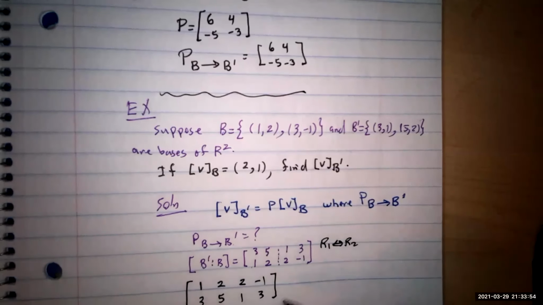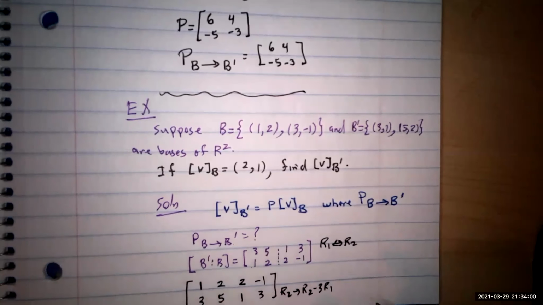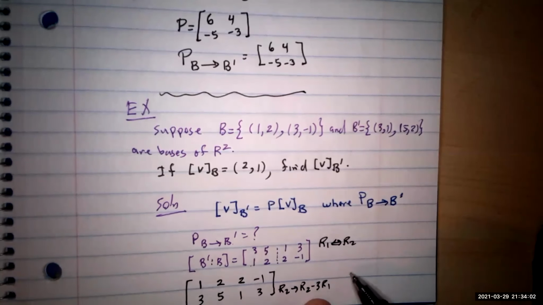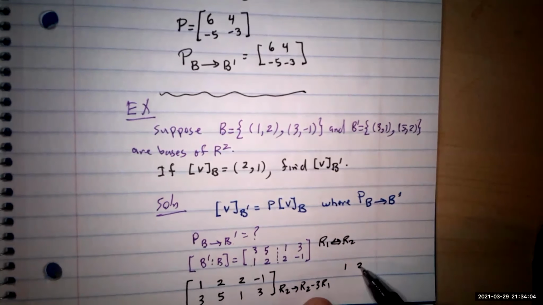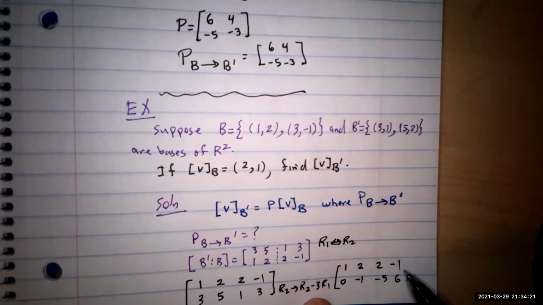So you have to change this one into the 0. So R2 into R2 minus 3R1. And to make this one into the 0, that gives you 1, 2, 2, negative 1. So that makes it the 0. 3R1 is going to be negative 6. It's going to be negative 1, negative 5, and the 6. Okay, this is it.